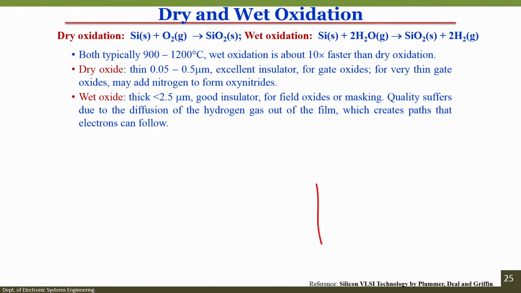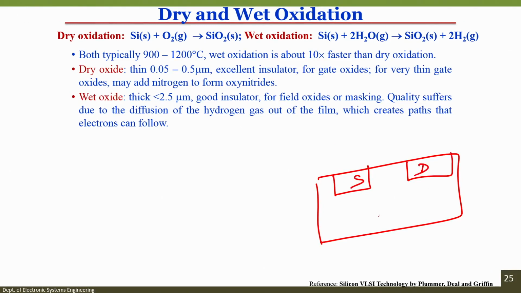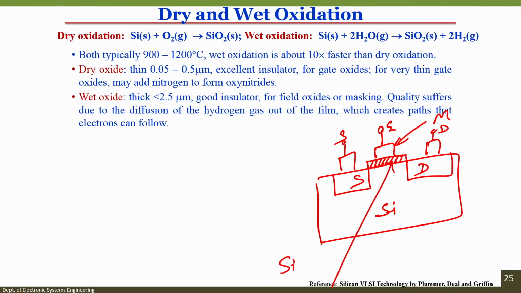That means, the one that I was showing you early, when you have a MOSFET, you have a source, you have a drain, you have a silicon wafer, and you want to form a gate oxide on which you can again form the gate. This is your metal, this is your gate, and this is your metal for drain, for source. Then this particular oxide, which is your silicon dioxide, should generally be a dry oxide, because it will give an excellent insulating property when you are using silicon dioxide as a gate oxide.